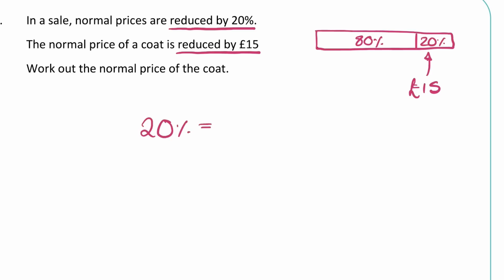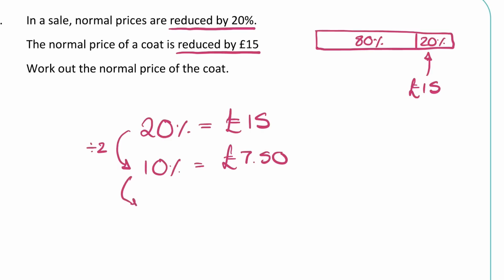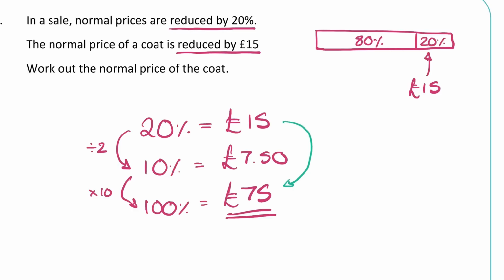So 20% is equal to £15, and we want to turn that into 100%. Now, to be fair, this is a nice number to have, 20%, because you can just times by 5 and get straight to 100%. However, most questions, you could have 30% there, you could have 70% there. So if we follow a method that works for any of those percentages, we would first divide by 2, which gets us 10%, and that is £7.50. And then we would times by 10, and that would give us our original 100%, and that comes out then as £75. However, of course, you could have got there in one jump, just timesing by 5.